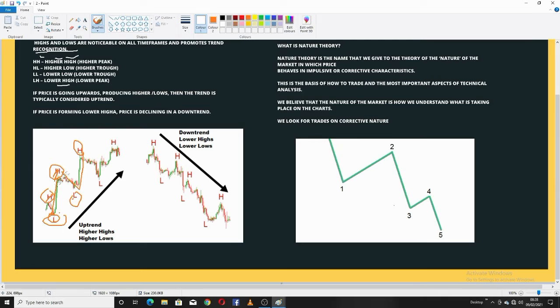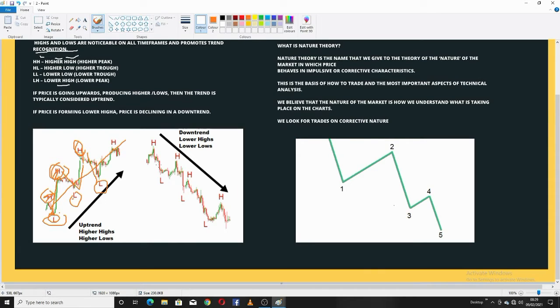So we have a high, then a higher high, and then another higher high. That means we have an uptrend because it consists of higher highs and higher lows. We are going up: higher highs, higher lows, higher highs, higher lows.